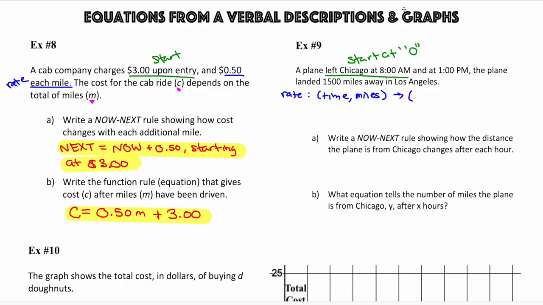Our first coordinate: time is at 8 a.m. and our miles would be at 0 because they have not left. Our second coordinate would be at 1 p.m. and now the miles is 1,500. Those are our two coordinates we have. Now we're going to do our rate of change, which is change in y over change in x. Change in y will be from 0 miles to 1,500 miles, which is a positive 1,500 miles.